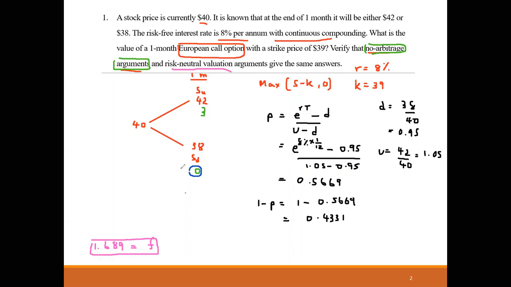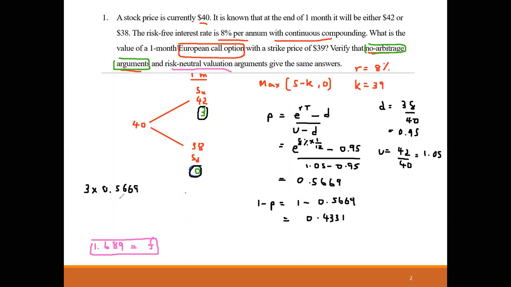So now calculate and tell me what is the expected payoff. We know if it goes up, the payoff is 3. The option will have a payoff of 3. If the price goes down, the payoff is 0. Then what would be the expected payoff? If it goes up, the payoff is 3, but the probability of it going up is 0.5669. So though it is 3, the chance of it going up is this much.